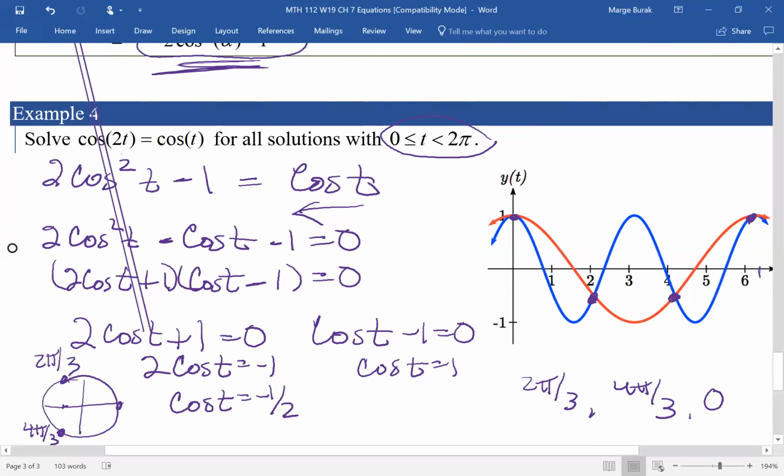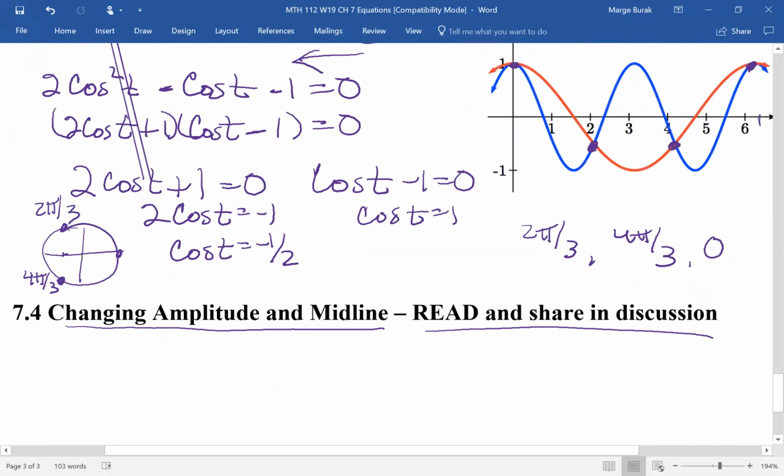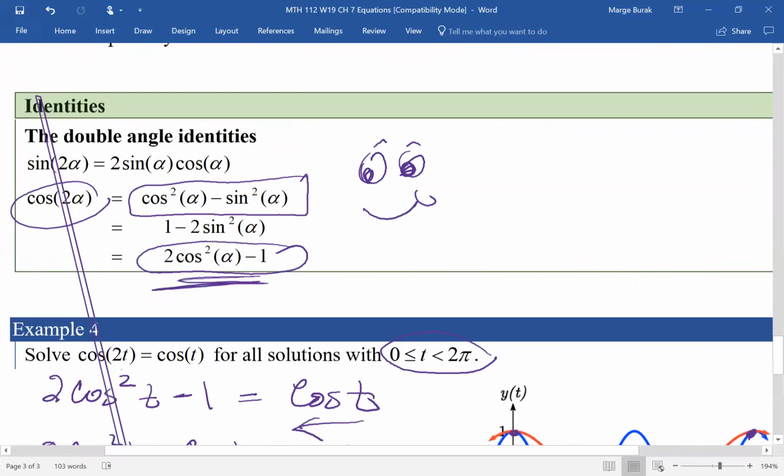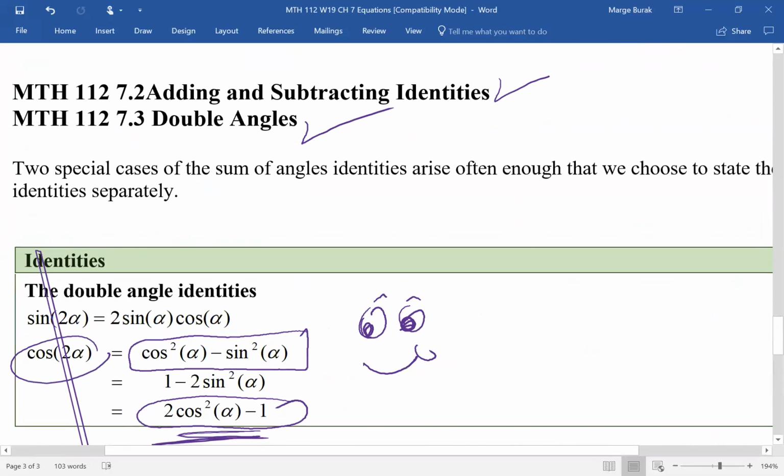Okay, now it's section 7.4. You're just going to be reading and sharing in the discussion. It's a real interesting section. 7.2 and 7.3, just read over it, do a quick summary on those. Basically, they're going to be showing you some identities, and that's it. Okay, we're done with this one.